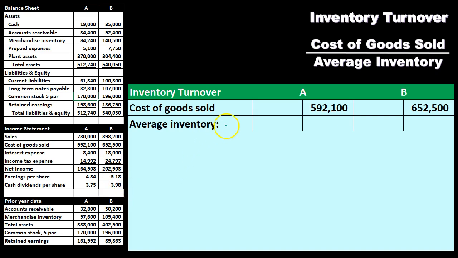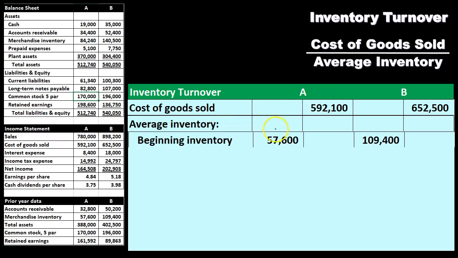Then we're going to have the average inventory, which I'm going to put a colon and a subtotal, bringing those into the inside, doing a calculation separately for them. We have the beginning inventory. Where's that going to come from? Not the balance sheet on the current year, because the inventory on the balance sheet in the current year is as of the end of the time period. We need to go to the prior year.